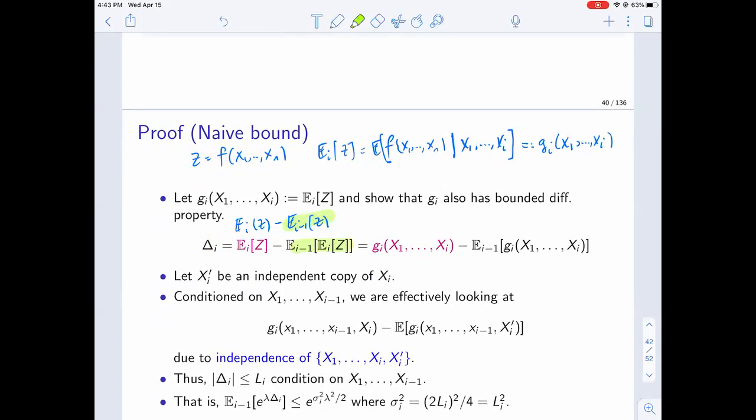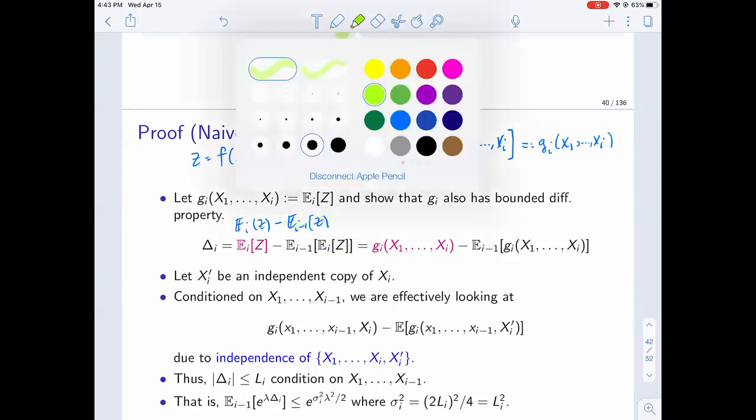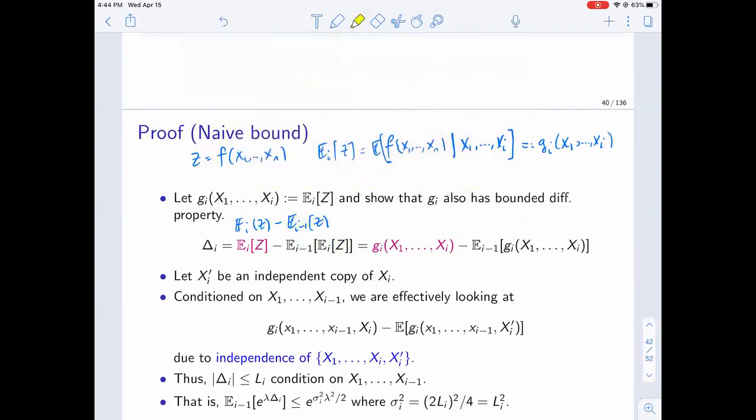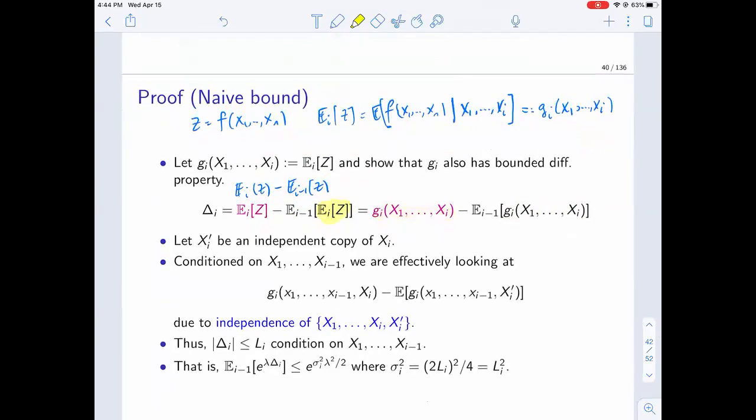And so the first term here is just by definition this. And the second term now, if I replace this, again by definition would be this. So I'm basically looking at G_i of x_1 up to x_i minus its expectation conditional on the past. Okay, so now I would like to show that this Martingale difference, conditional on the past, is bounded.